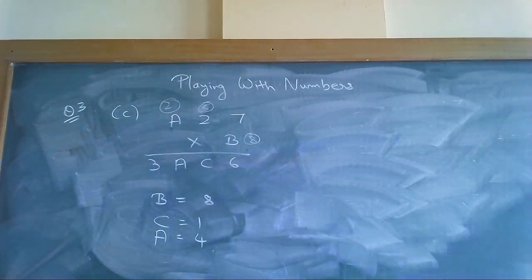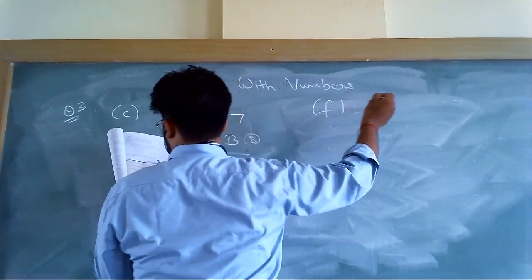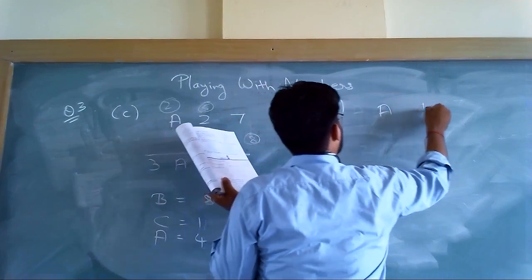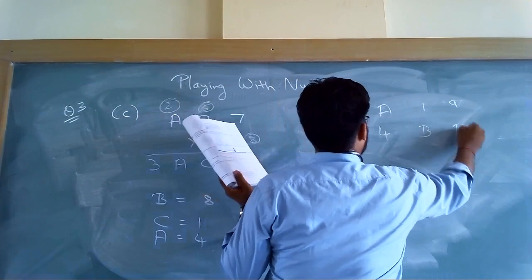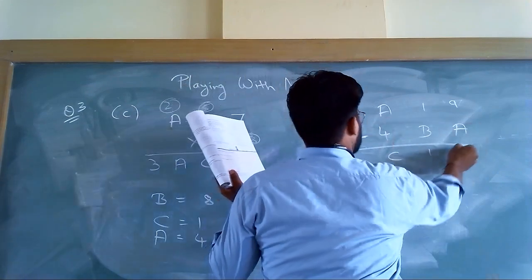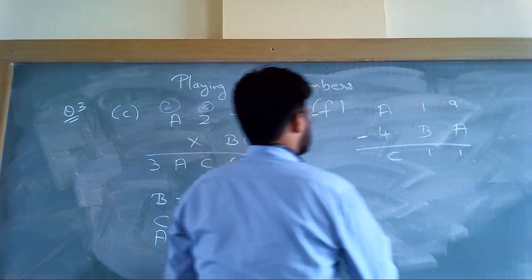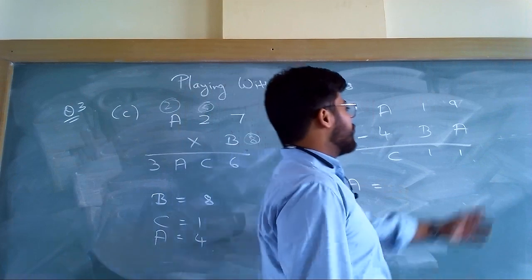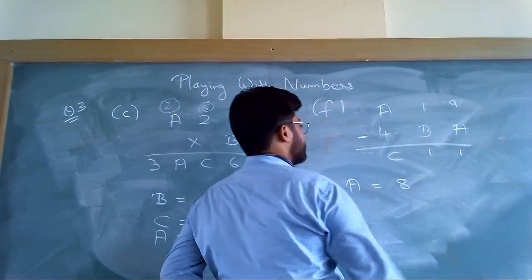Now, B part and E part is homework. F part I will do, the last part. F is the subtraction. A 1 9 4 B A, that minus we have to do C 1 1. What number do I subtract from 9 so that I get 1? 9 minus 8. So the value of A is 8.